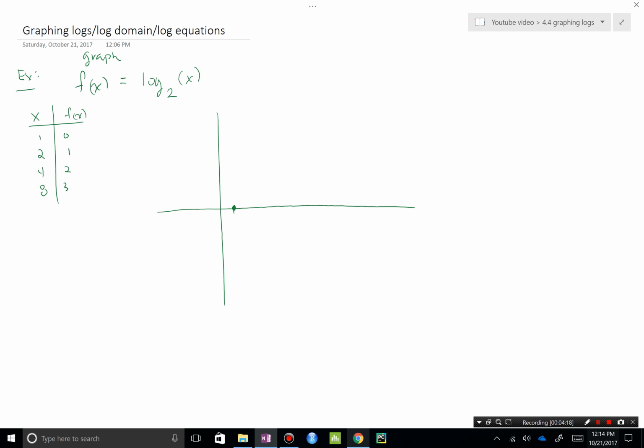You plug in 2, you get 1. You plug in 4, 1, 2, 3, 4, you get 2, right? You plug in 8, 1, 2, 3, 4, 5, 6, 7, 8, you get 3. And then you get some stuff that looks like that, right?